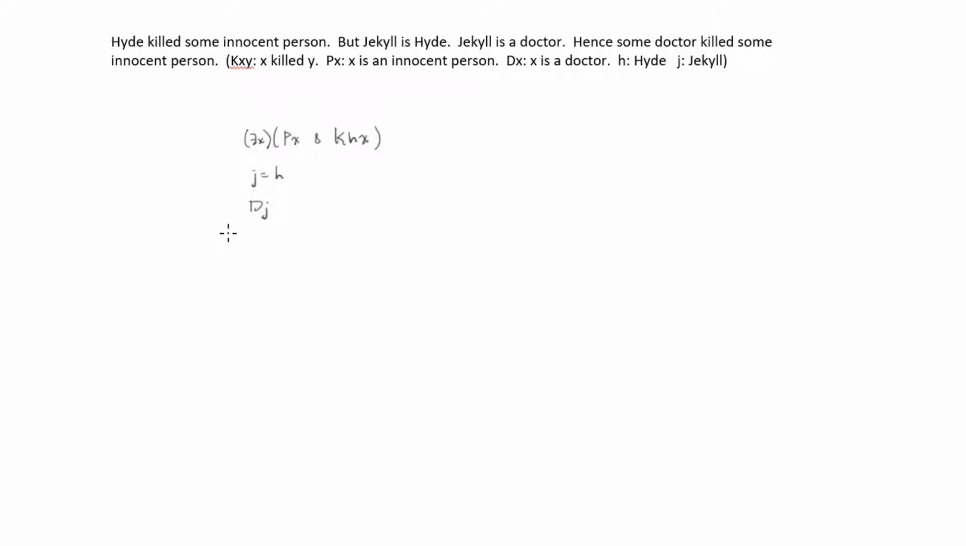And then the conclusion is that some doctor killed some innocent person. So there's an X such that X is a doctor. And there's a Y such that Y is an innocent person and X killed Y. Okay, so this is the argument.